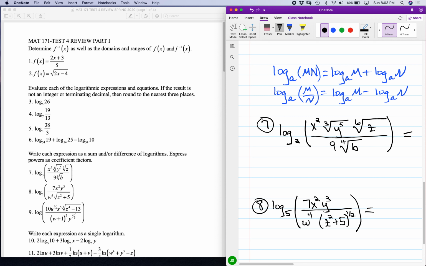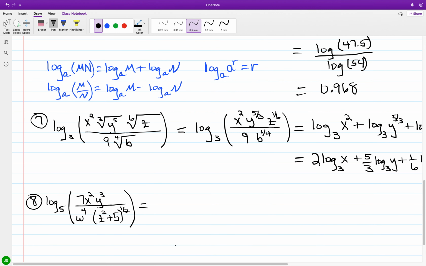All right, for number 8, we have the base 5 logarithm of 7x squared y cubed all over w to the 4th times the square root of z squared plus 5. And for this one, if I go ahead and write the square root as a non-integer exponent, we're just going to have the quantity of z squared plus 5 raised to the 1/2. Now, looking at expanding, we're going to have the base 5 logarithm of 7 plus the base 5 logarithm of x squared, plus the base 5 logarithm of y to the 3rd. And then with the rest of the terms in the denominator, we have minus the base 5 logarithm of w to the 4th, and minus the base 5 logarithm of z squared plus 5 quantity to the 1/2.